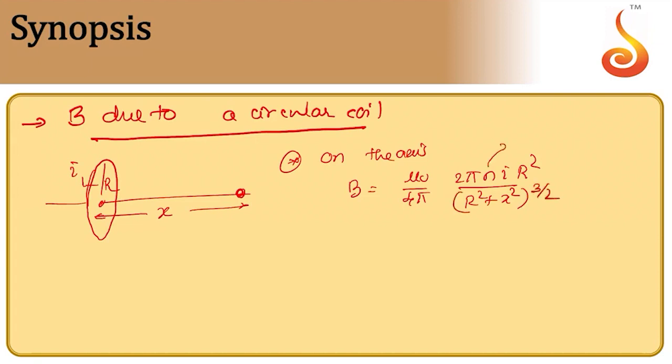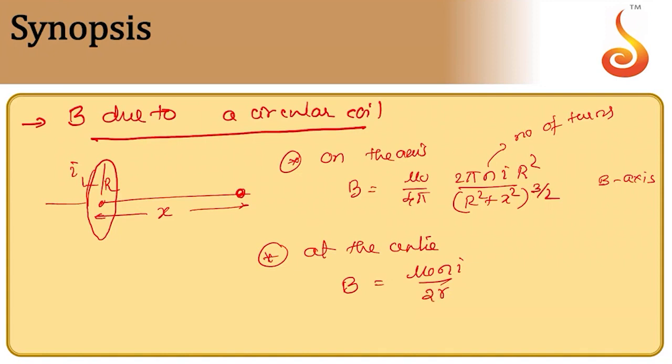What is this n? N is the number of turns, and of course r is the radius, x is the distance, I is the current. So the magnetic field is given by this expression. And remember the magnetic field is along the axis. Magnetic field at the center is given by B is equal to mu naught N I divided by 2R, where R is the radius of this circular coil.